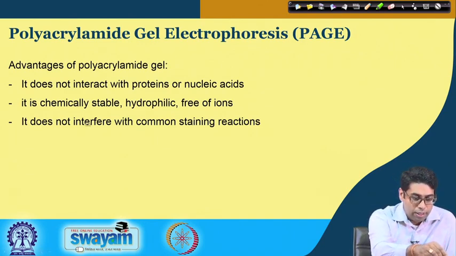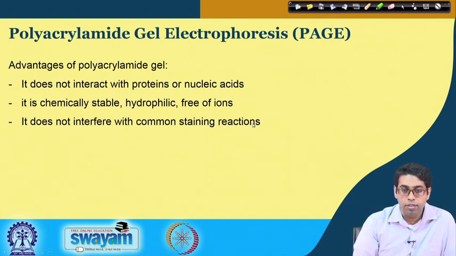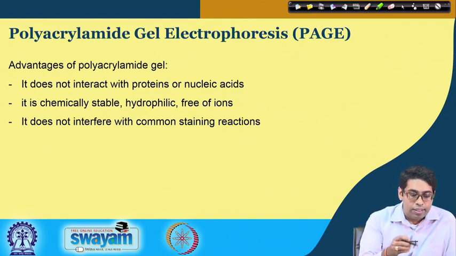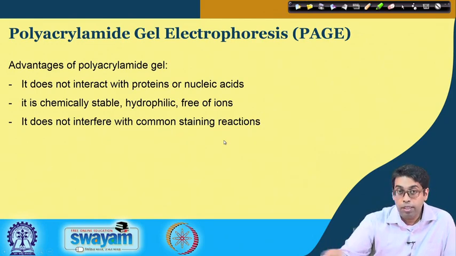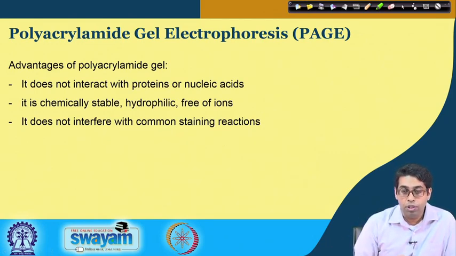Also, it does not interfere with the common staining reactions. All these solutions are colorless. So, at the end of a gel electrophoresis, we have to stain the gel in order to see the protein or the DNA. Now, this polyacrylamide gel does not interfere with the common staining methods that are used, which means that only the protein or the DNA bands are stained and the rest of the gel remains clean, which makes it easy for us to detect the protein or DNA or RNA bands.